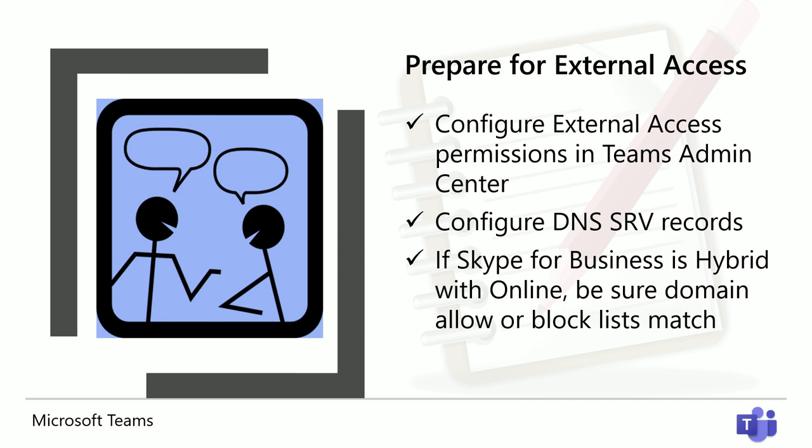External access, we want to make sure that external access permissions are configured in the Teams Admin Center. Do not forget about the DNS SRV records. You have to have those. They need to match. And then lastly, if we're in hybrid with Skype for Business Online, we want to make sure that our allow and our block list match each other. You don't want to be moving people up and having them have a different experience than they had on-prem.